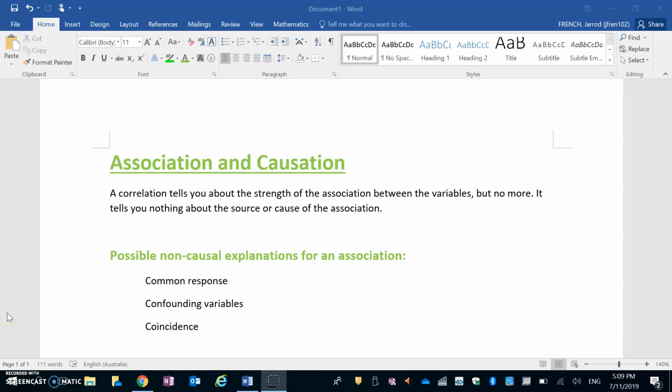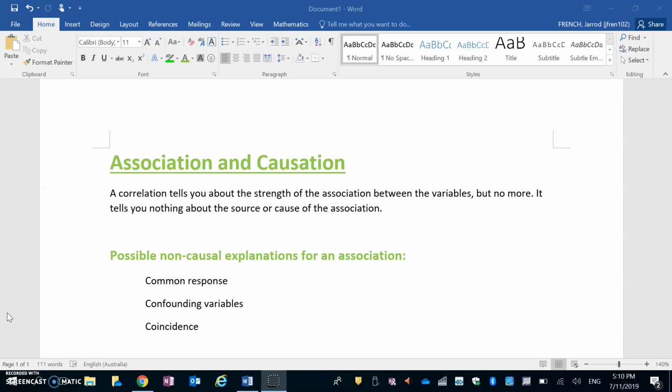Okay, so what we have been looking at in the past few videos and chapters is the correlation. The correlation, we know, tells us the strength of the association between two variables, the response and explanatory. It doesn't tell us anything more. It just says, is it strong or weak? It doesn't tell us anything about the source or whether it's credible.